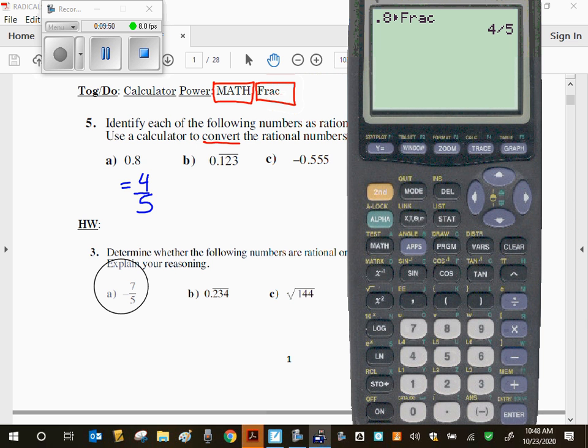Okay, everyone try to do B. Try to get a fraction from decimal 0.123 repeating. That's what the bar on top of 1, 2, 3 means. It means it repeats. 1, 2, 3, 1, 2, 3. And first person who gets that gets a chocolate bar.